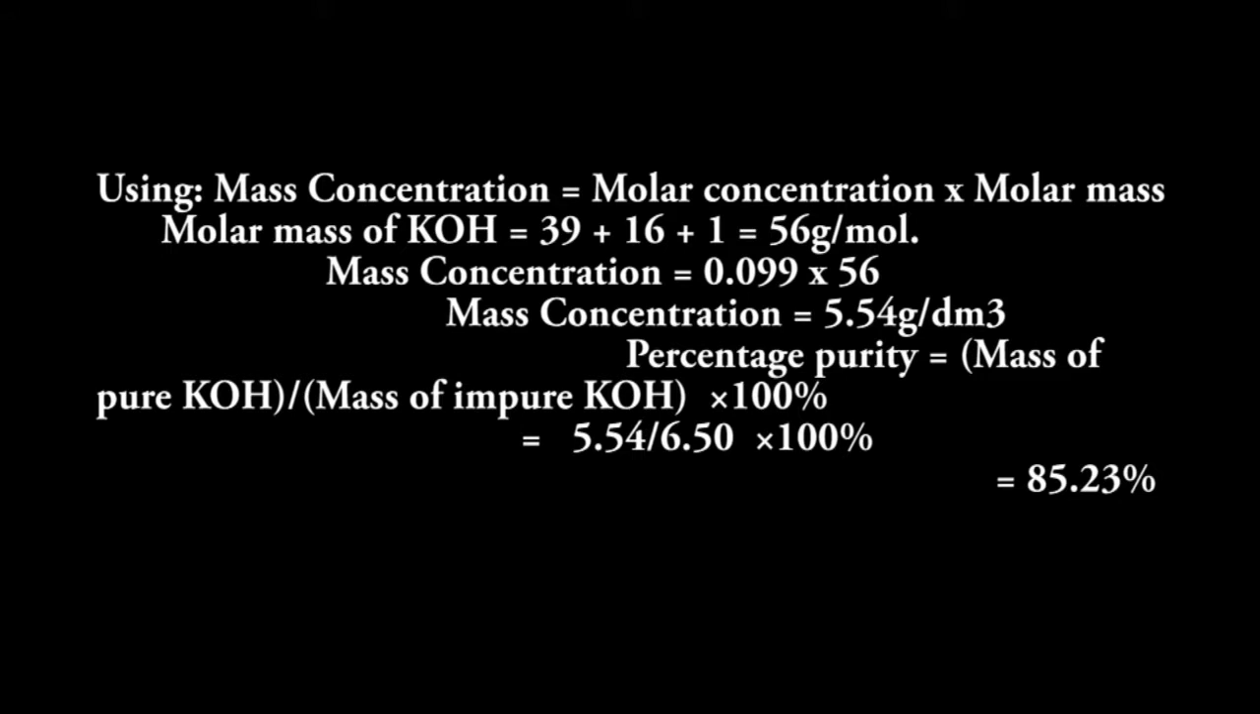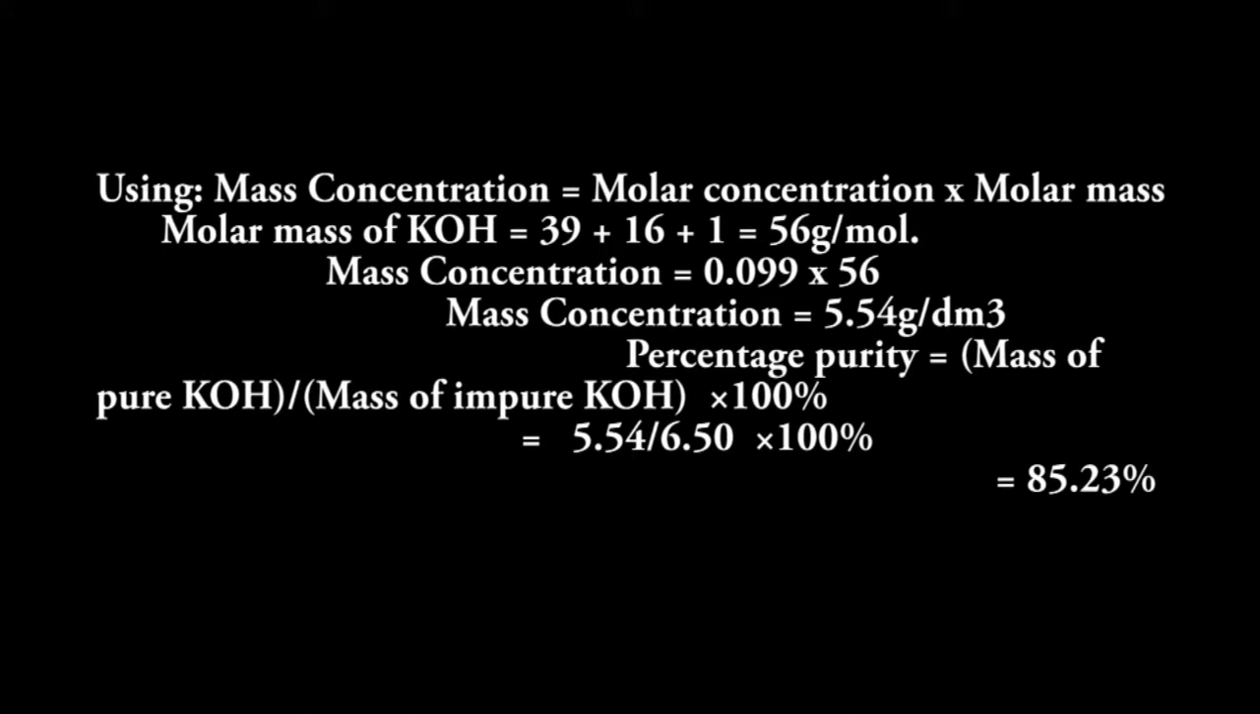Therefore, the percentage purity is equal to mass of pure potassium hydroxide over mass of impure potassium hydroxide times 100%. Our value here is 85.23%.